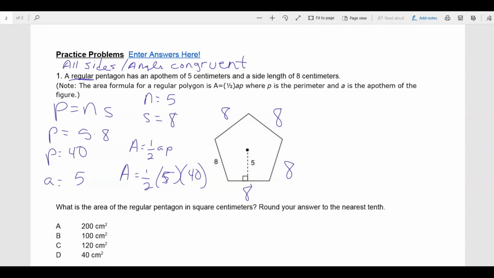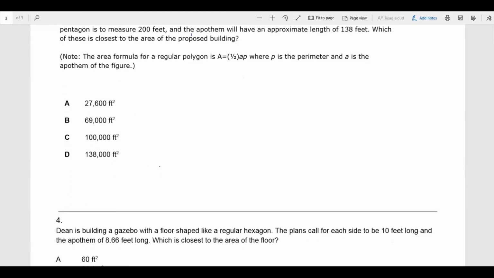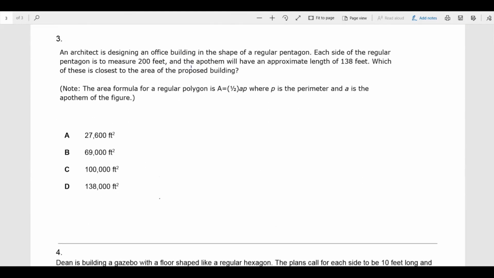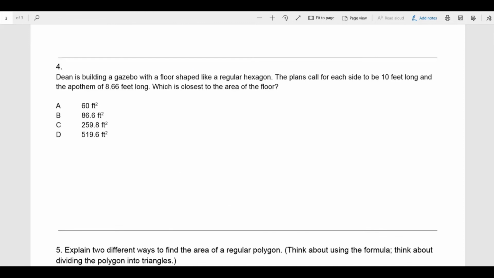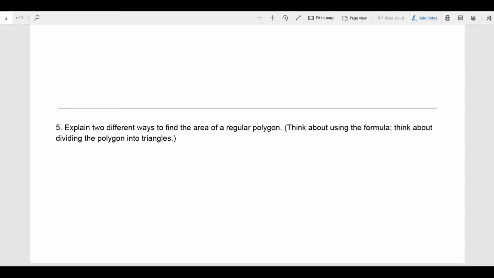Since they gave you the apothem and the side length for every problem, except they did that for number 2. They have the side length of number 3 and number 4, and number 5 asks you to explain 2 different ways to find the area of a regular polygon. So I would say go ahead and make sure you watch the next video, because I will discuss different ways to find the area of a regular polygon. Or you can go through your past notes that we did previously, which should still be attached to Google Classroom.